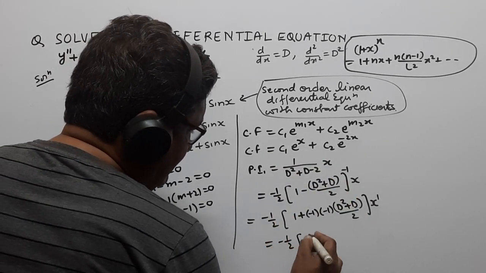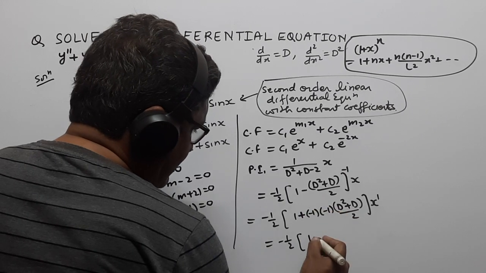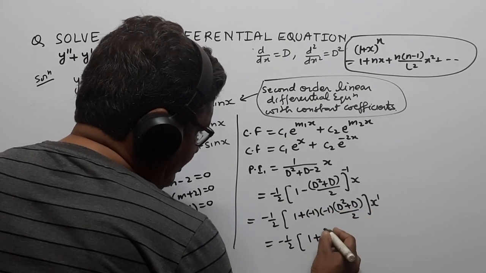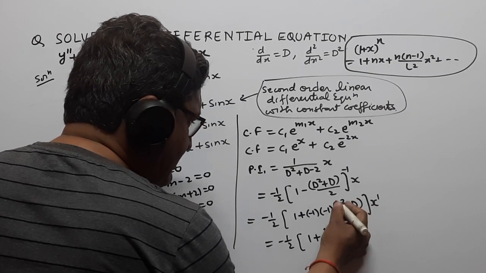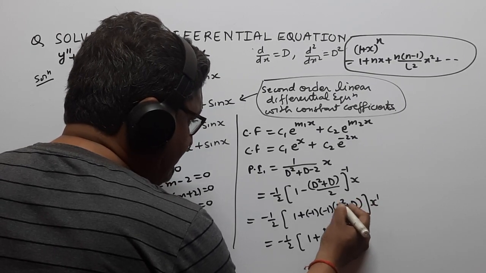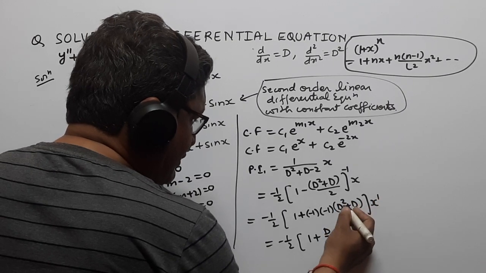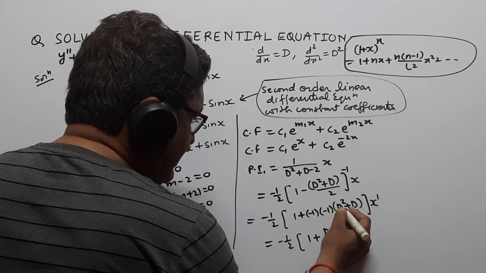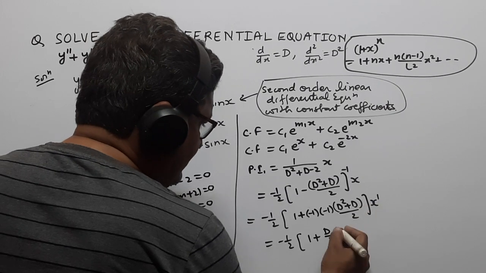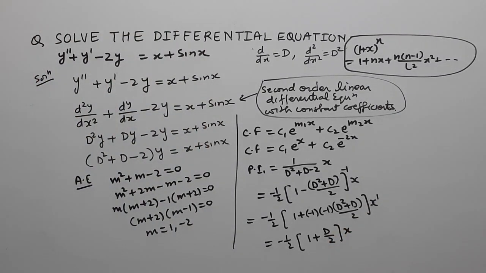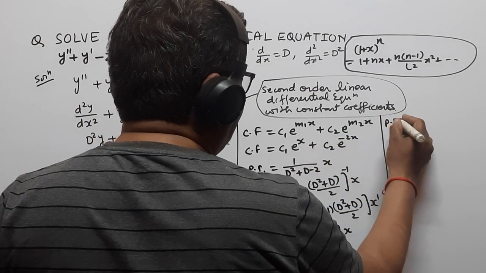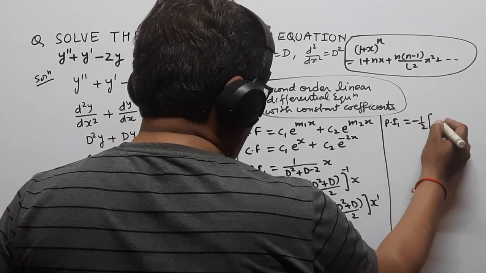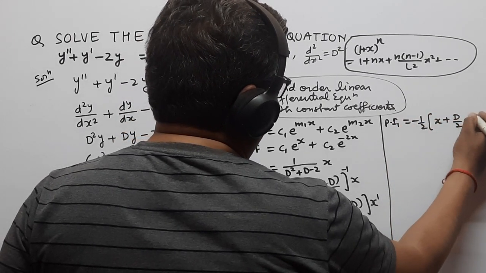Now this can be written as 1 minus, plus, and we take only d by 2, because the power of d is 1, but in this d square the power of d is 2 and the power of x is 1, so we do not take this d square term, we take only d by 2. Now we multiply this x inside the bracket and get pi1 is equal to minus 1 by 2 x plus d by 2 of x.